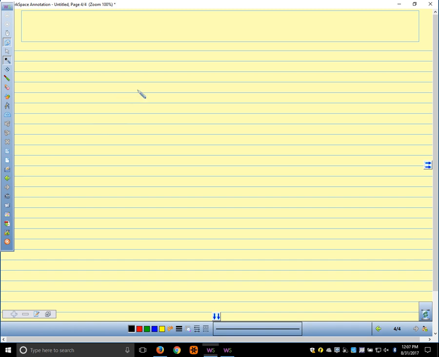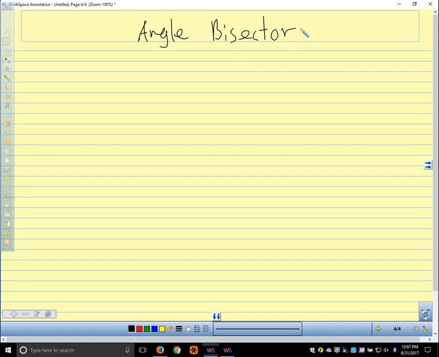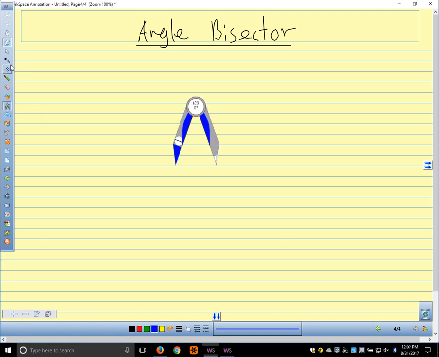Last one. Angle bisector. All right, we're going to construct an angle bisector. This is very similar to the last one we just did. What we're doing this time is with an angle. So we're going to start with an angle.